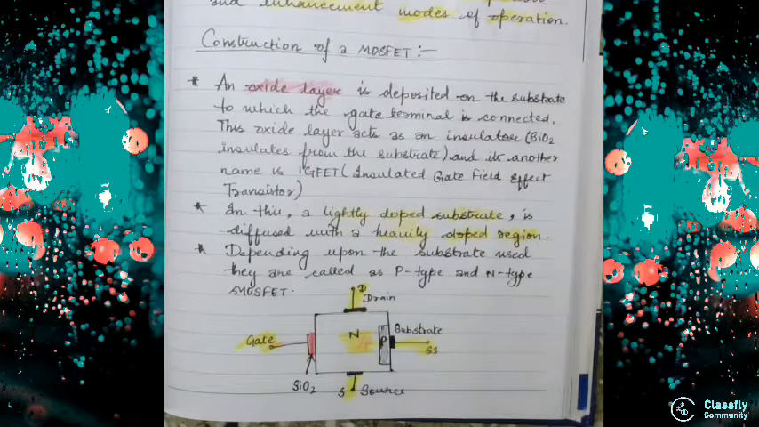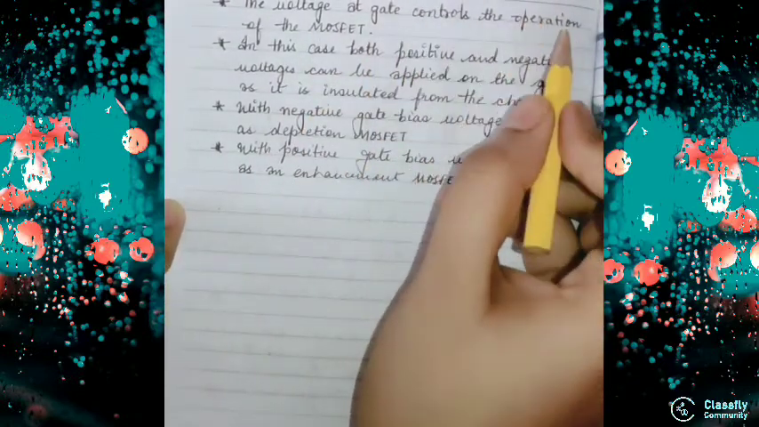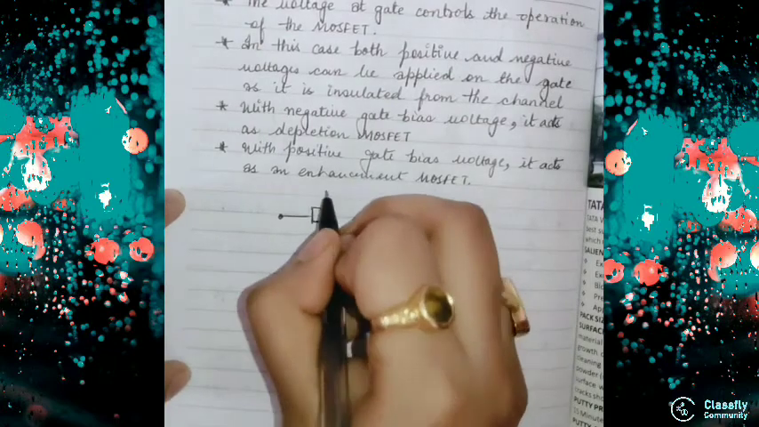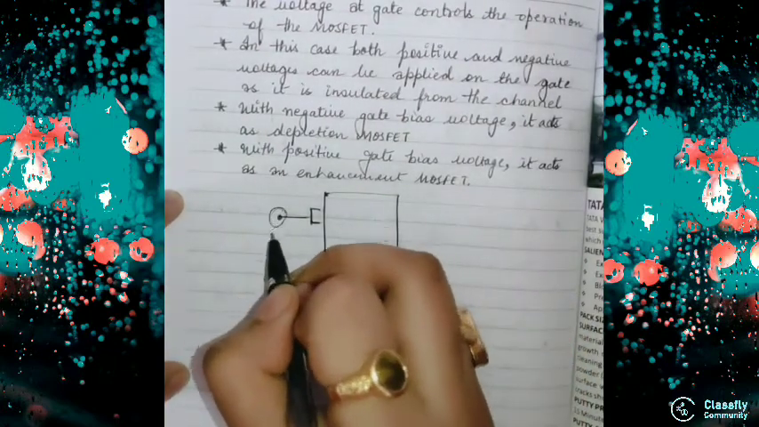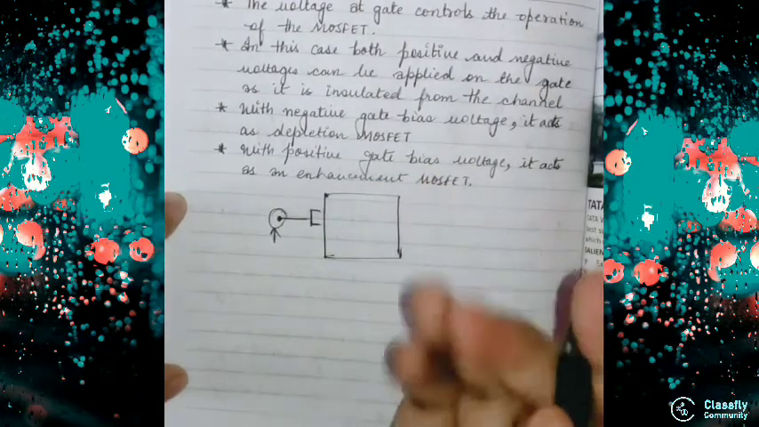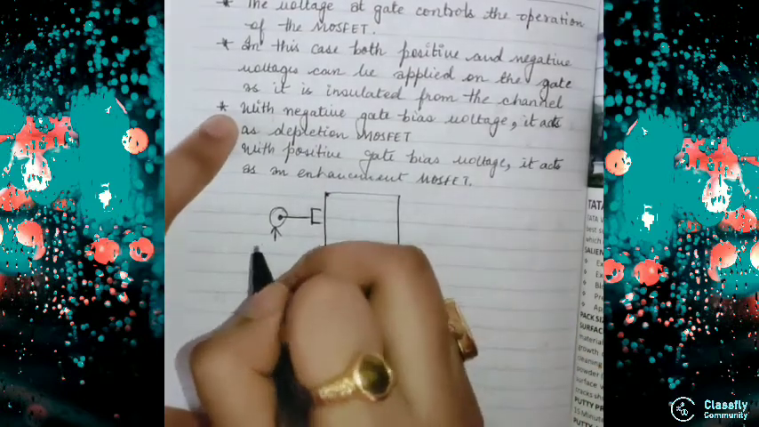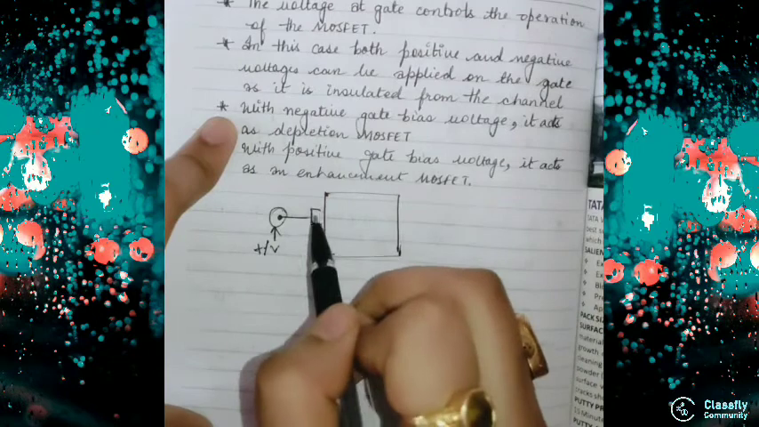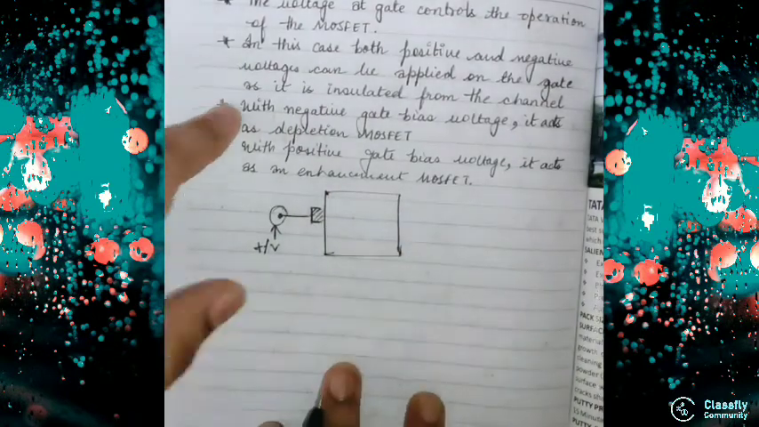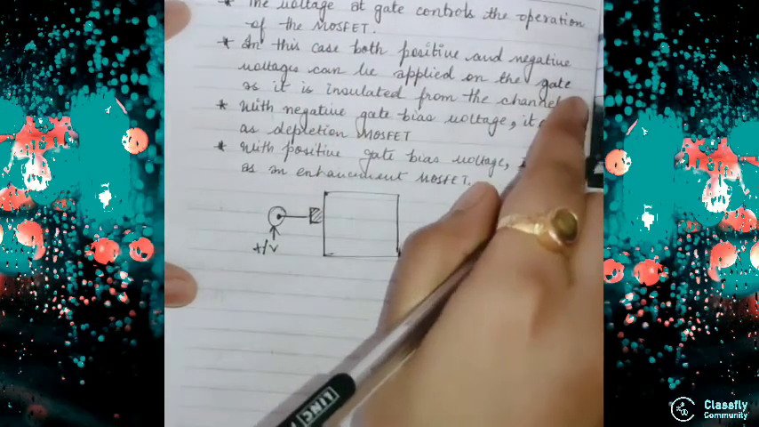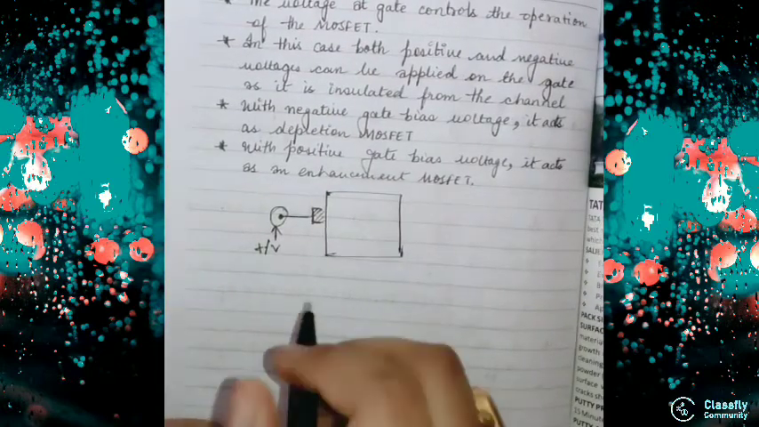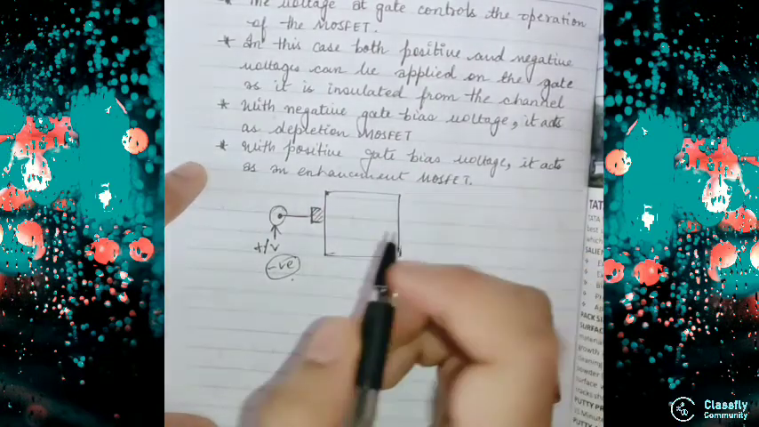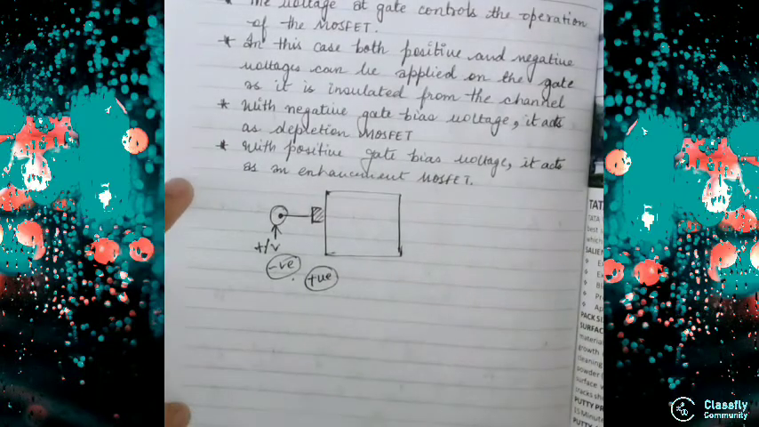Now let's move on and see. The voltage at the gate controls the operation of the MOSFET. That means this was a gate, and there was an insulator here, right? So this gate will decide how the operation will be done in this MOSFET. In this gate we can apply either positive or negative voltages, as it is insulated from the channel. Whenever it is negative, it will act as a depletion MOSFET, and similarly when it is positive, it will act like an enhancement MOSFET.